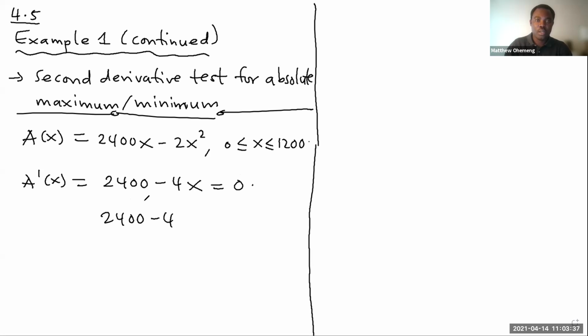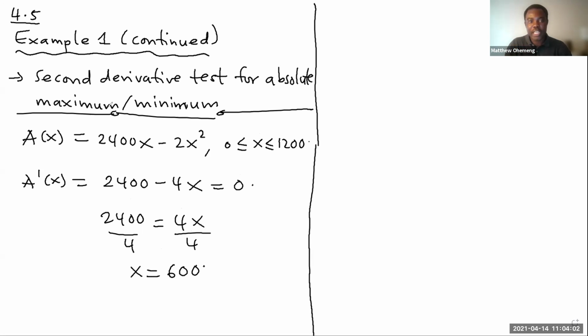So that gives us 2400 minus 4x equals 0. Let me not write the same thing here. I can just add 4x to both sides. Then you divide by 4, you get x equal to 600. Right. So when you get x equal to 600, we have to make sure that we know there is an absolute maximum occurring here. Not a local maximum, right? In this case, we need an absolute maximum.